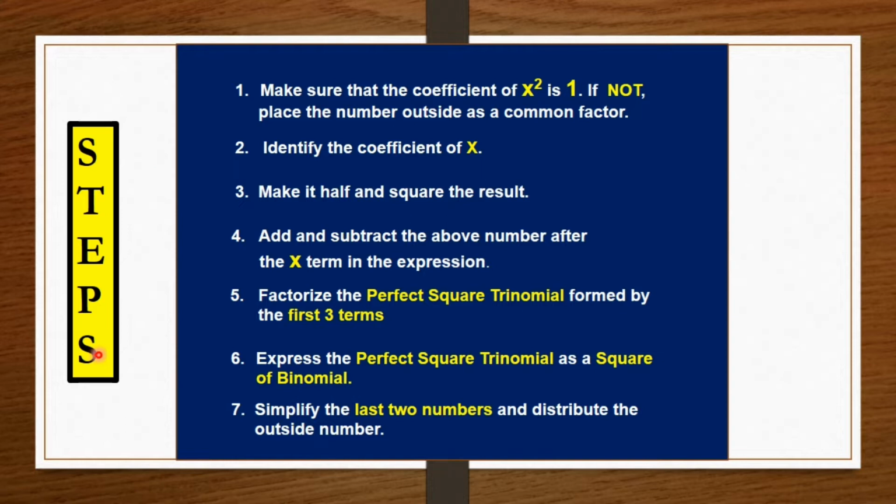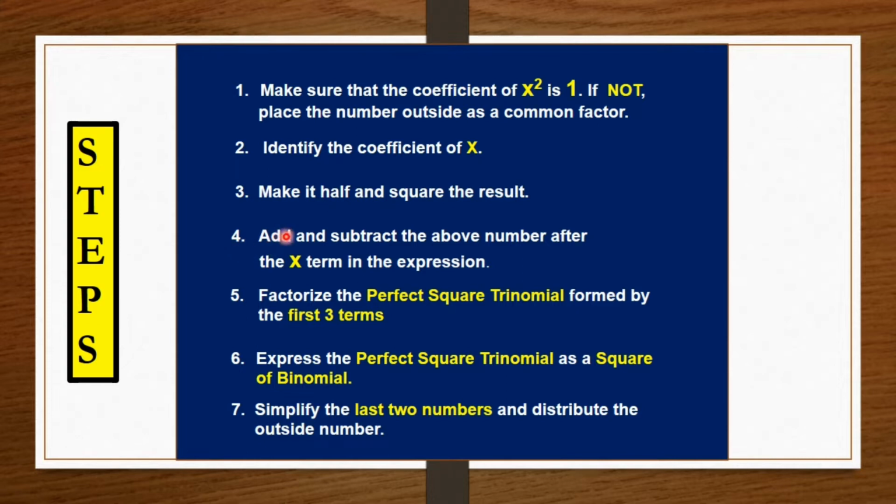Here are the steps. 1. Make sure that the coefficient of x squared is 1. If not, place the number outside as a common factor. 2. Identify the coefficient of x. 3. Make it half and square the result.